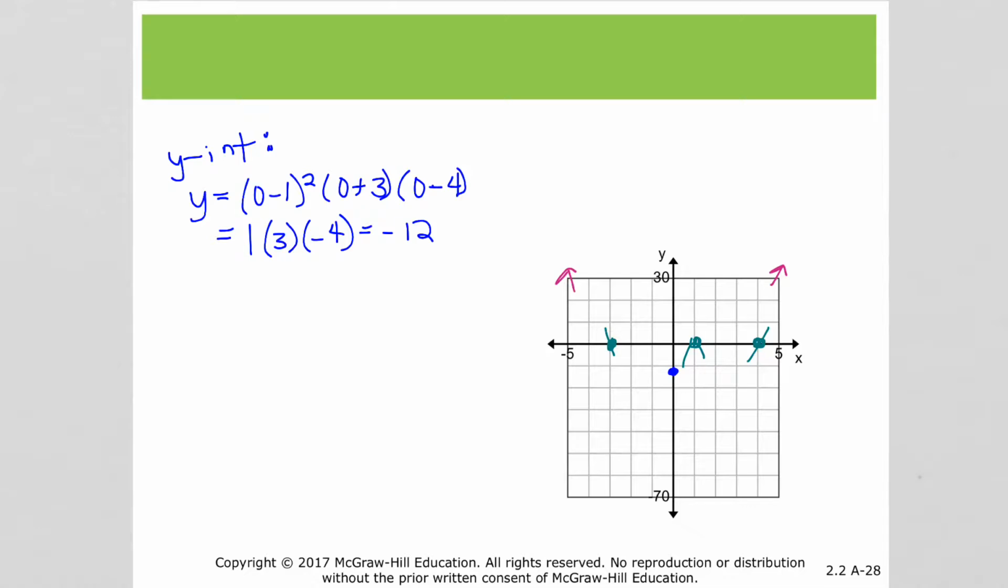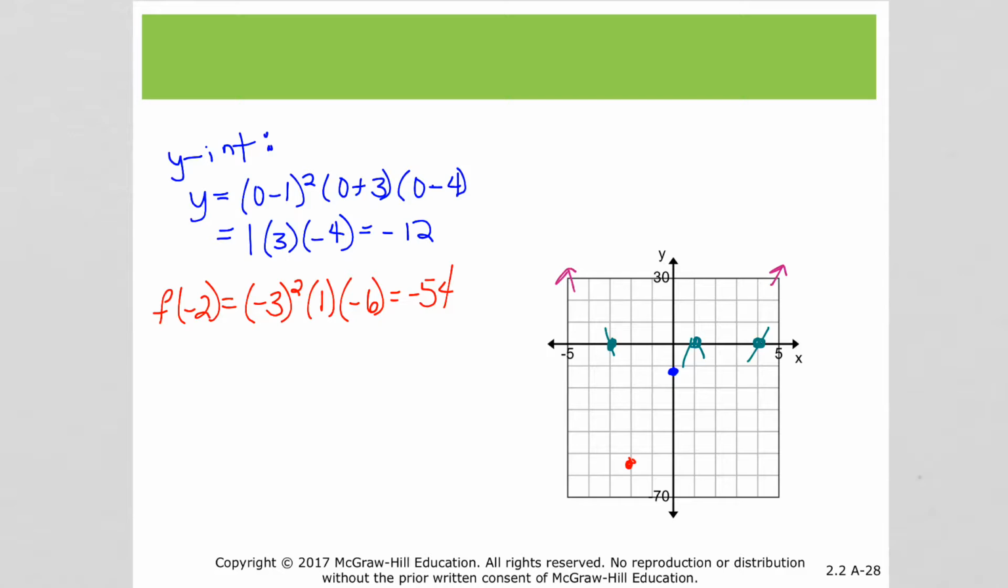And another thing is to find some points in between, okay? So let's find a point in between here and here. It's got to be down here somewhere. So let's just try f of -2. Well, that'll be -2 minus 1, that's -3 squared. -2 plus 3, that's 1. And -2 minus 4, that's -6. Gives us -54. So, 1, 2, 3, 4, 5. Oh, nope, it's -2. So, about right there.